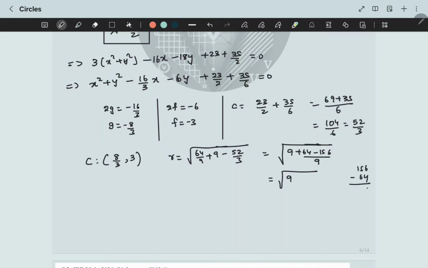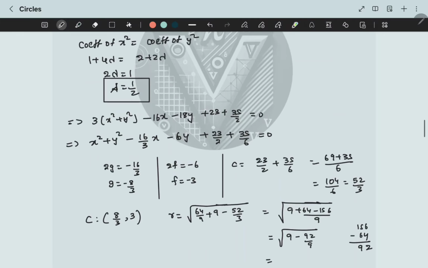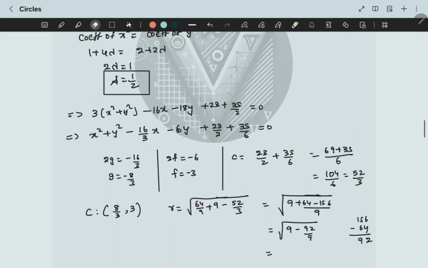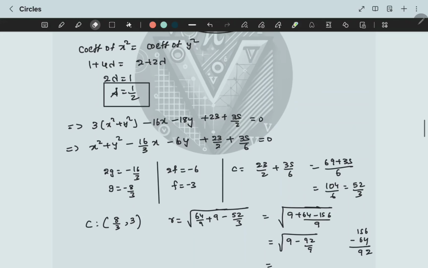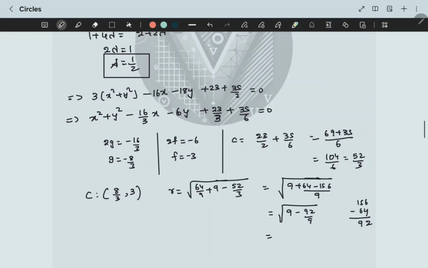156 minus 64, it should be 92. So minus 92 divided by 9. If I take LCM, okay, there is a problem here. I think there is a problem here. The problem could be, right, it should be 3 times x square plus y square. Yeah, I think this is the problem here. It should be 23 by 3, dear students. So C, I think, is the problem. C should be 23 by 3. Now this should be, okay, there is a problem here.